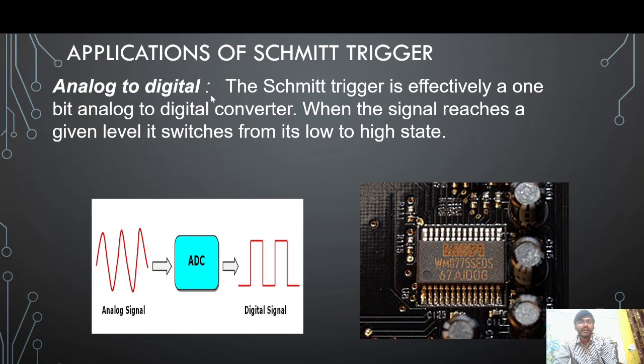Now let's see the applications of Schmitt trigger. Analog to digital: the Schmitt trigger is effectively a 1-bit analog to digital converter, when the signal reaches a given level it switches from its low to high state. This is an analog to digital converter, and this is a graphical representation of how it looks.